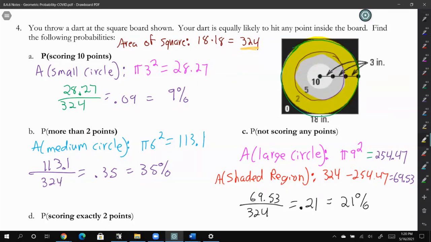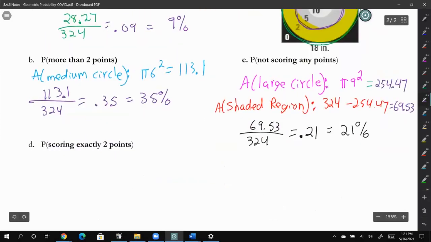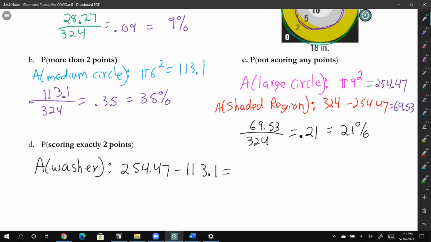Well, if we take that large circle and subtract the medium circle, and you can see I outlined the large circle in green. That medium circle is in purple right here. If I subtract them, then I should get the area of just that washer. So area of the washer is going to be the large circle, which we calculated was 254.47. We calculated that in letter C, minus the medium circle, which was 113.1. We calculated that in letter B right here.